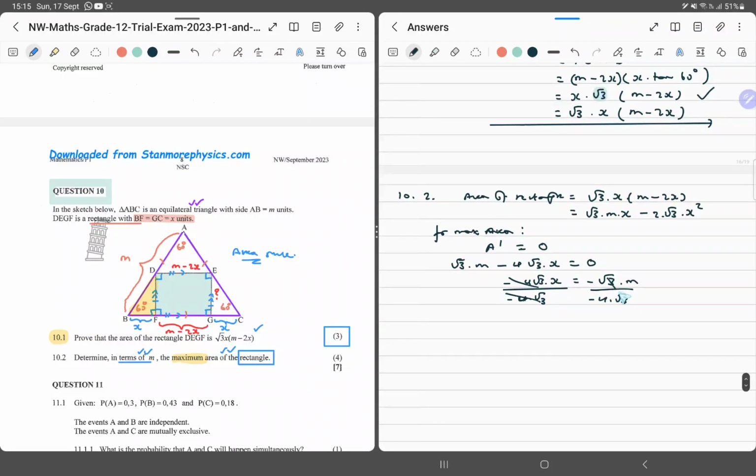It's a bit of a situation, and then the root 3 cancels. So we know that our x is going to be m over 4. Now that is fine. And then we can say, therefore, maximum area of DEGF is going to be equal to root 3 times x, which is basically going to be m over 4, into m over 4 minus 2.